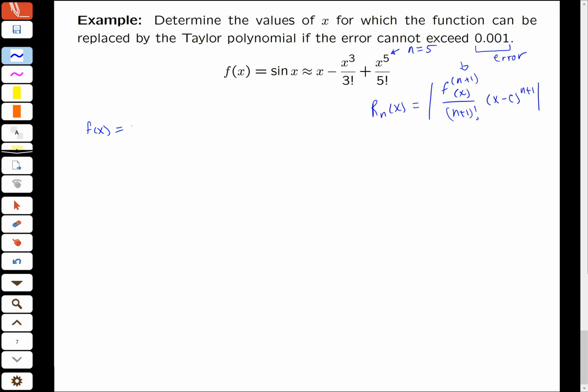Now, I need to find the maximal value of the negative sine x. I can either take it on the interval that they give me, but I don't have an interval, or I can use the maximal value of sine x. What is the maximum value of sine x? 1. So I'm going to use 1 for it. So we're going to have 1 over n plus 1 factorial in the denominator, and then the absolute value of x minus c to the n plus 1. Notice I left that in absolute value. So what we want to do then is to solve the equation. What is n, guys? 5. What is 5 plus 1? 6. So I can write this as 1 over 6 factorial.